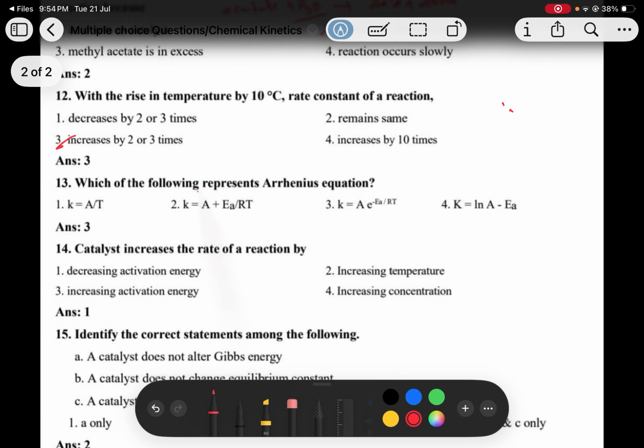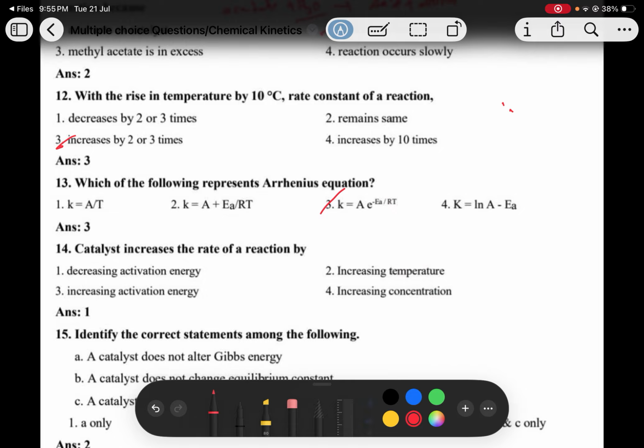Next, 13th one, which of the following represents Arrhenius equation? K equal to A by T, K equal to A plus epsilon A by RT, K equal to A e power minus epsilon A by RT, K is equal to ln A minus epsilon A. So this is the standard Arrhenius equation, that is K equal to A e power minus epsilon A by RT, where A is the Arrhenius factor, epsilon A is the activation energy, R is gas constant, T is the temperature.